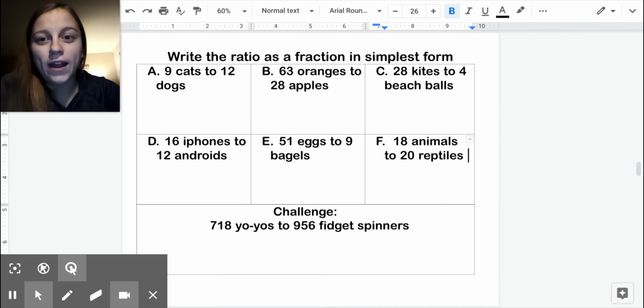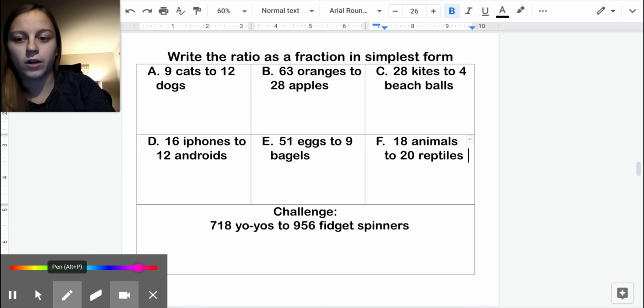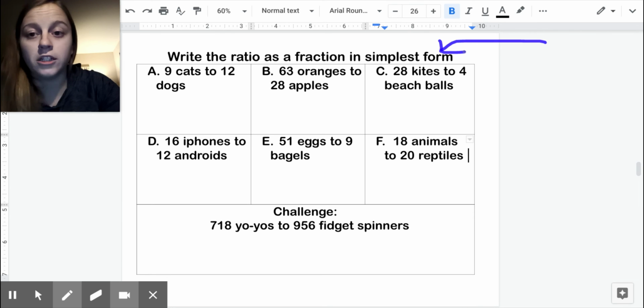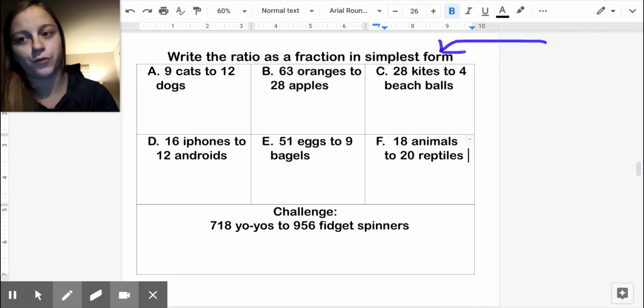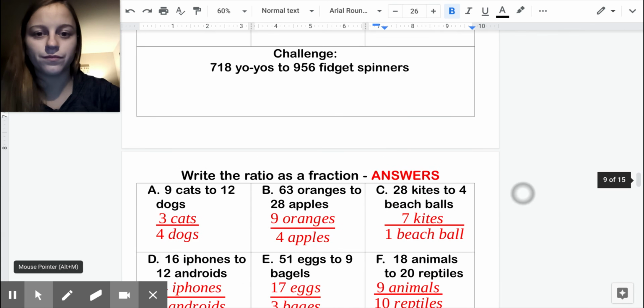All right, let's go ahead and look at these ratio answers. One thing I did want to point out real quick before I even show you the answers is right here it states in simplest form. Make sure you're reading those directions. You could write a ratio, for example, A could be 9 cats over 12 dogs. But it says simplest form, so you have to make sure you're simplifying that fraction.